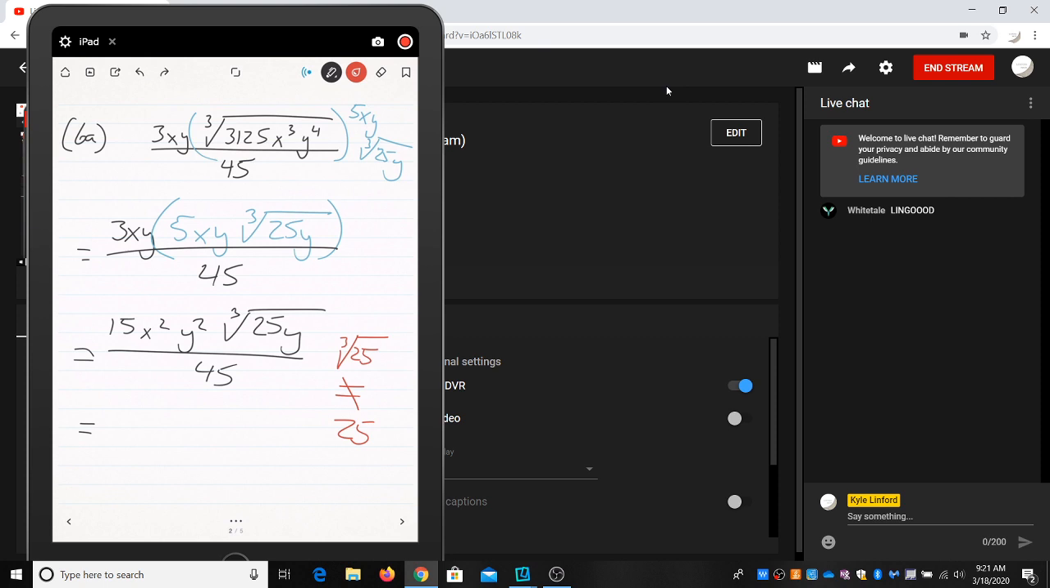So the things that we can simplify are the things on the outside, the 15 over the 45. So let's go ahead and do that. We're going to end up with, let's see, 15 goes into 45 three times. So we end up with x squared, y squared, the cube root of 25y, all over 3. And that should be our final answer.